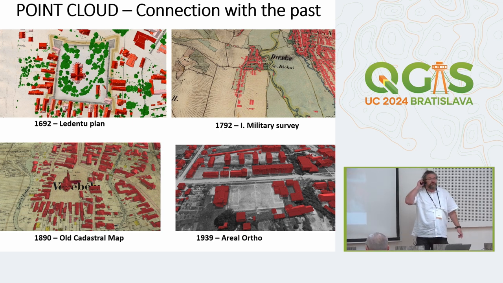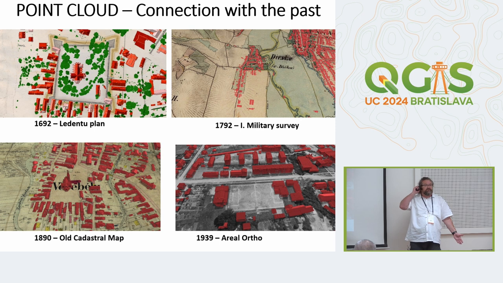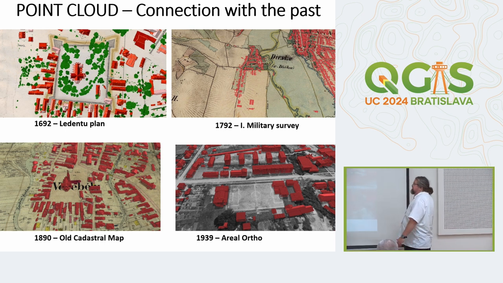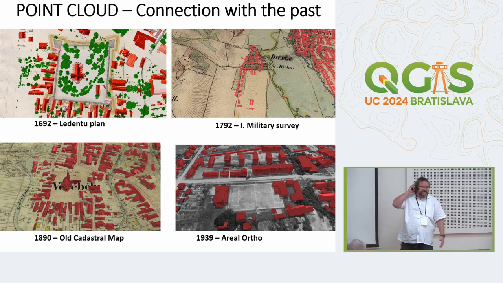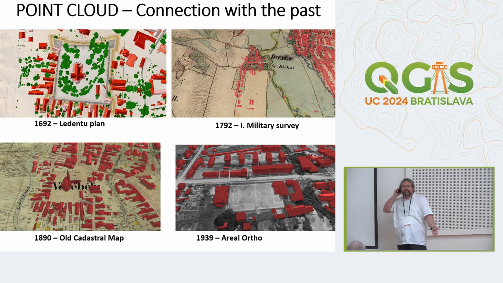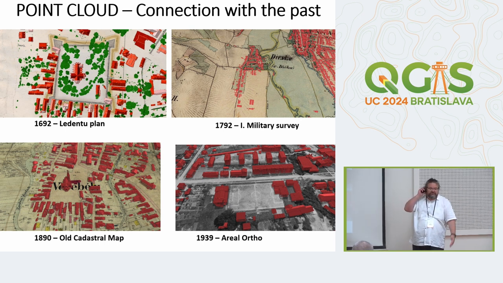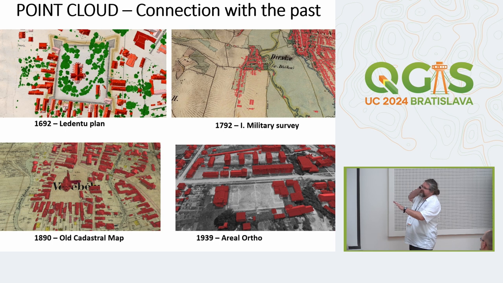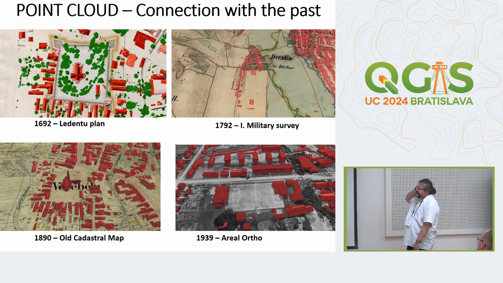So first I will start with the point clouds. I was really happy with the introduction of point clouds to QGIS. I think it was in version 3.18. For instance, you can use the point clouds to work with the public, and you can mix the historical maps, historical plans with this kind of modern data. This was for the people from my city. It is the combination of the plans from the 17th century, the point clouds and the aerial imagery from the 20th century and so on.